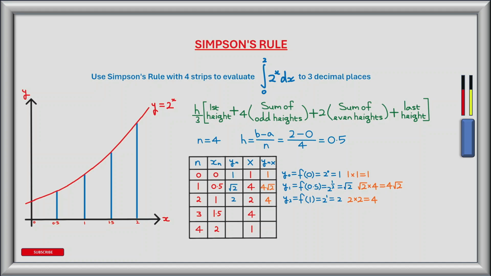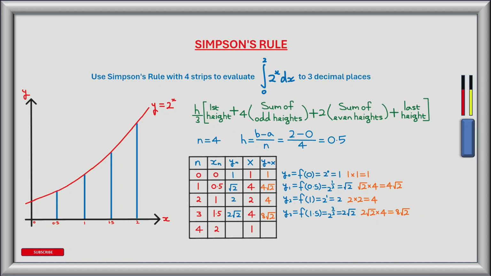So now moving on to the third row, where n is equal to 2. We need to evaluate the function at x equals 1. This will give us our y2 value, which is an even height. So evaluating the function at x equals 1, we get 2 to the power of 1, which is equal to 2. And because it's an even height, we need to multiply this by 2. So we have 2 multiplied by 2, which gives us 4.